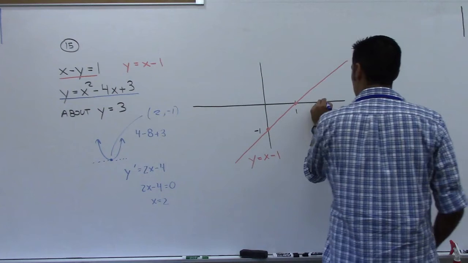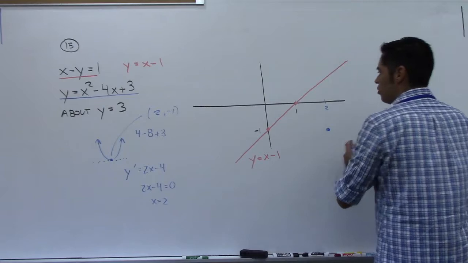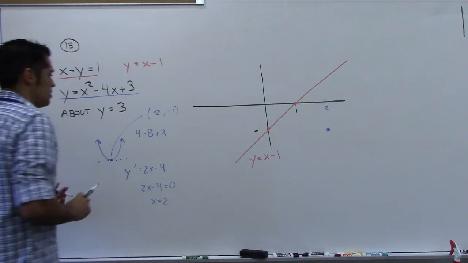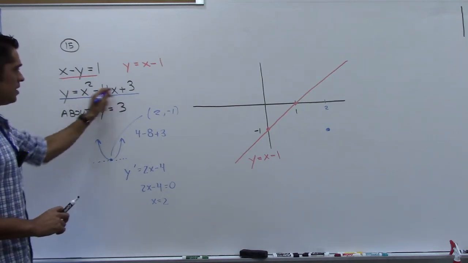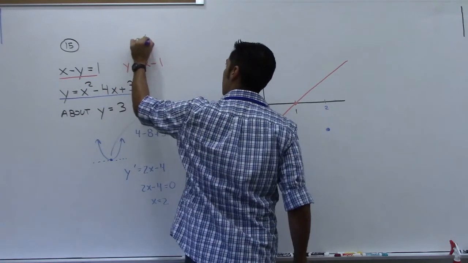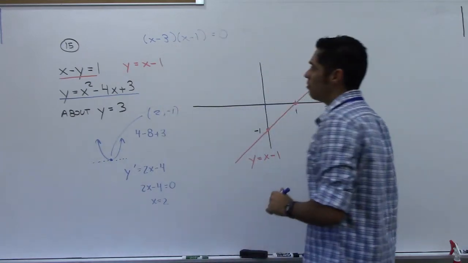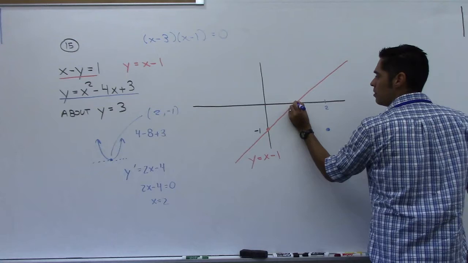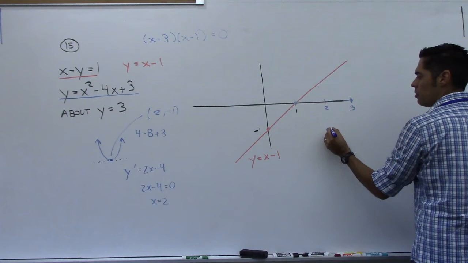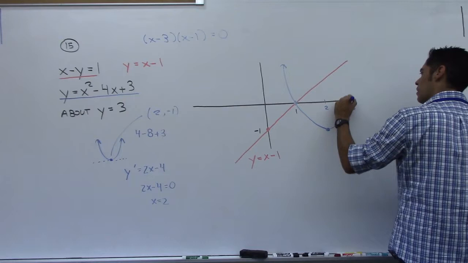So if I go out to 2, I go down negative 1, I'm right here, and then it should open up. Now I don't need to, but I could also find the x-intercepts to get a better graph. So I could just take the original function and set it equal to 0. So if I factor this out, x minus 3, x minus 1, set that equal to 0, you get two solutions, 3 and 1. So I know I have an x-intercept here, and I know I have an x-intercept here.